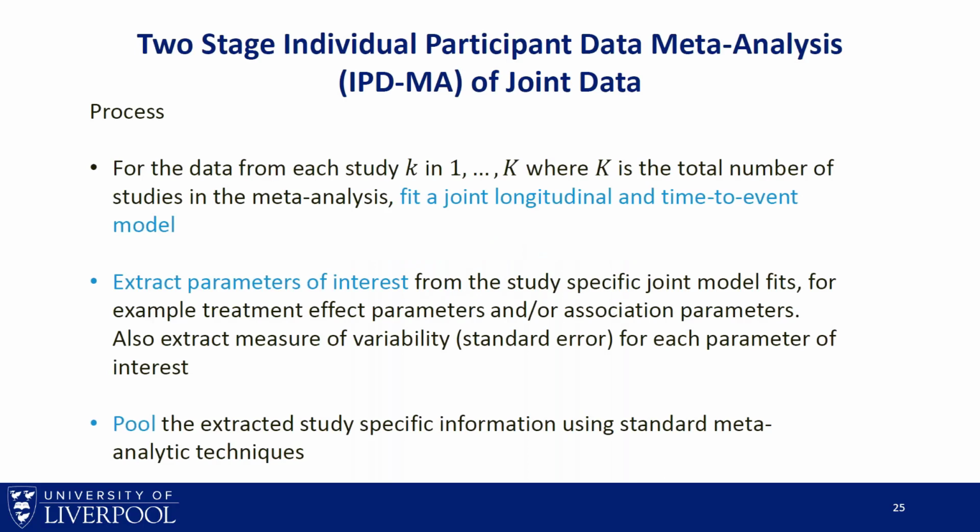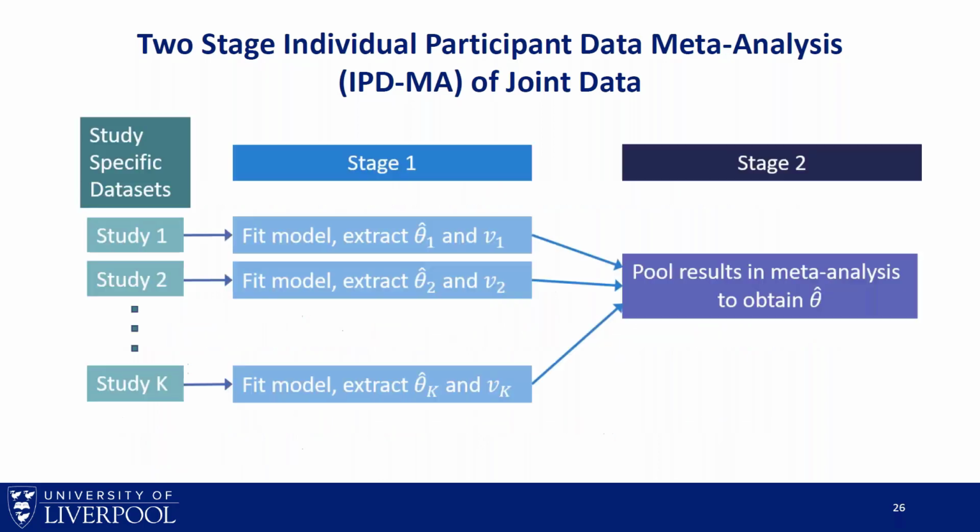The general process of a two-stage joint data meta-analysis is the same as for most two-stage IPD meta-analyses. We take the data from each study separately, we fit a joint model to the data from just that study. We identify and extract any parameters of interest. In these examples, we're just interested in treatment effect and the association parameter. We also extract any measures of variability that we need, and then we pool the extracted measures just using standard meta-analytic techniques. Graphically, this can be shown like this. So we start with study-specific datasets. In stage 1, we fit separate models to each of these datasets, and in stage 2, we take the estimates from each of these models and pool them.